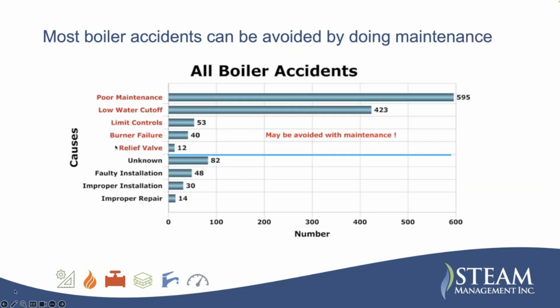So the good thing about boiler accidents is most of them can be avoided by simply doing maintenance. These are the reasons they used to categorize years ago of what causes boiler accidents. Poor maintenance was the number one thing, followed by low water cutoffs, limit controls, burner failure, relief valve. I don't know what unknown is. That's probably someone thinking that they were supposed to do something and they did something dumb. But most of your boiler accidents can be resolved by simply doing maintenance.